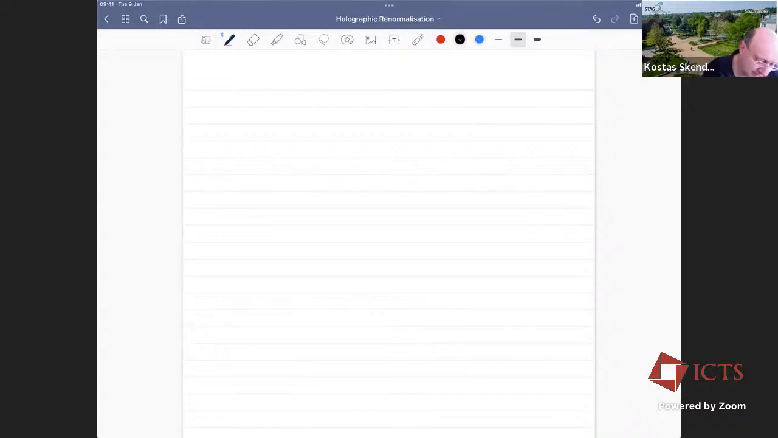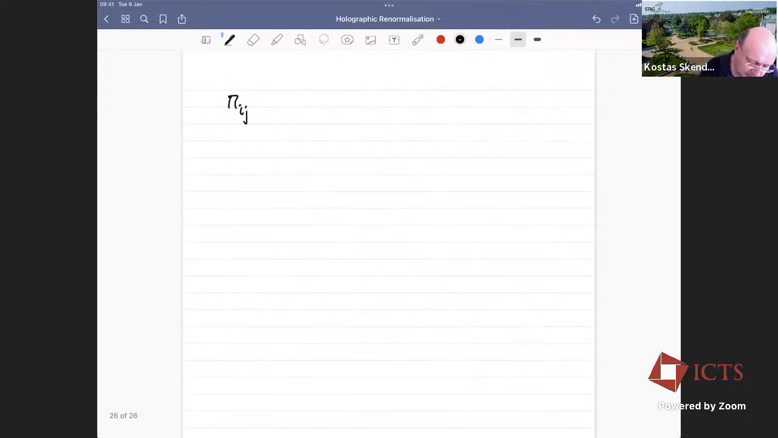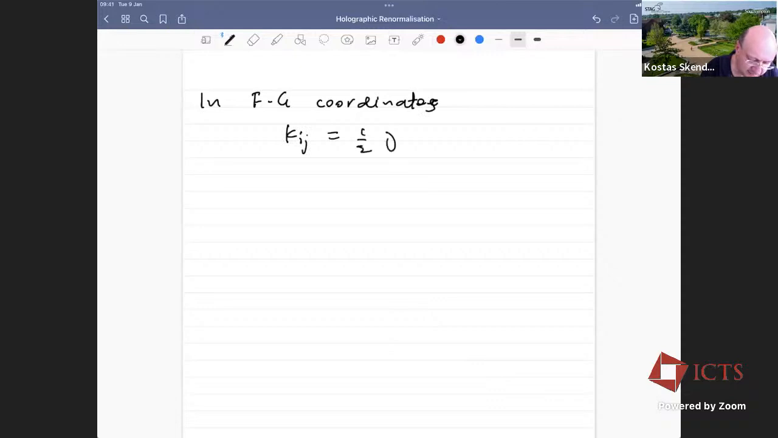But now if we go back to what I was describing earlier, I told you about the radial canonical momentum, and now you can see why this is a radial canonical momentum, because in Fefferman-Graham coordinates, the extrinsic curvature is just the radial derivative of the metric. So it is like a radial canonical momentum. And then the actual canonical momentum that you get from the action is again given by this expression.